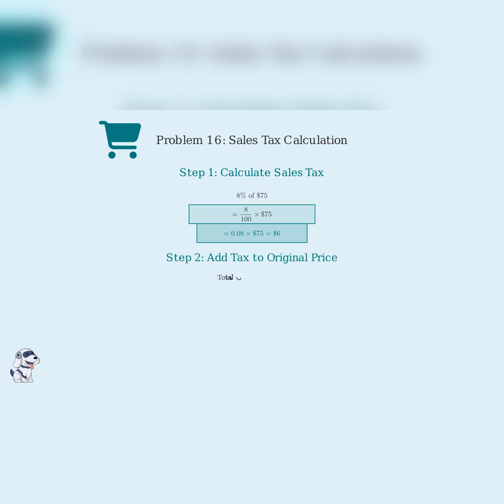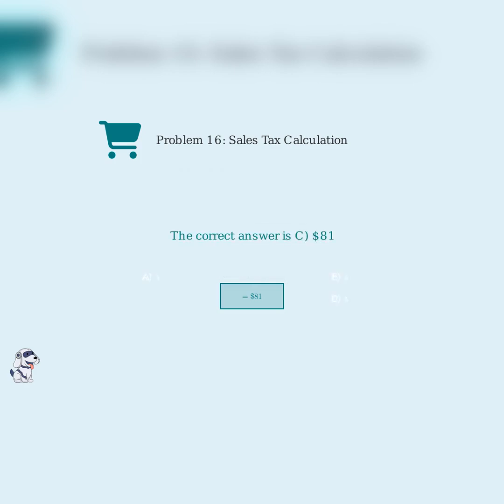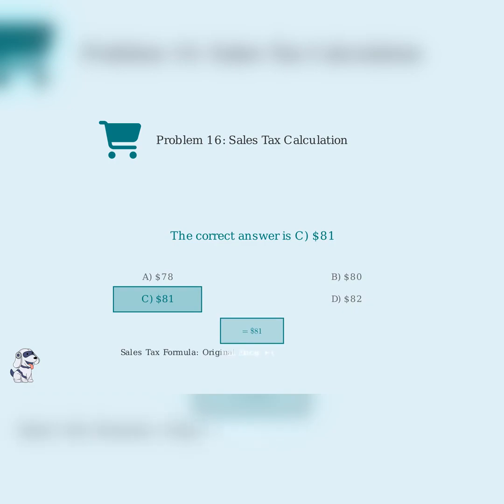Now for step 2. We add the sales tax to the original price to get the total cost. The total cost is $81. Looking back at our options, this corresponds to choice C. This type of sales tax calculation is very common in real life. Remember, calculate the tax amount first, then add it to the original price to get the total cost.